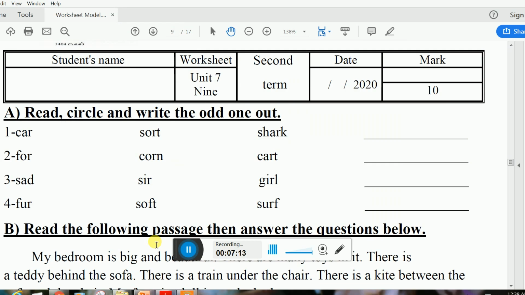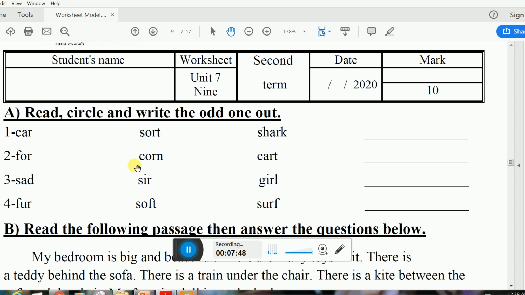Now open your worksheets, unit 7, page 9. Read, circle and write the odd one out. We took this lesson before, so one sound is different from the two others, and we will circle it and write it on the right. Car, sort, shark. The odd one out is sort, so I will circle this word and write it here.